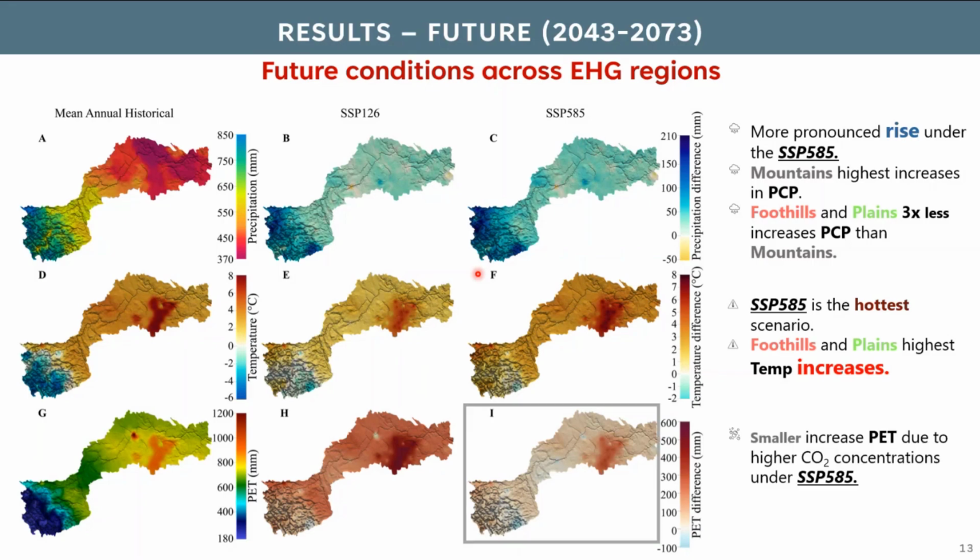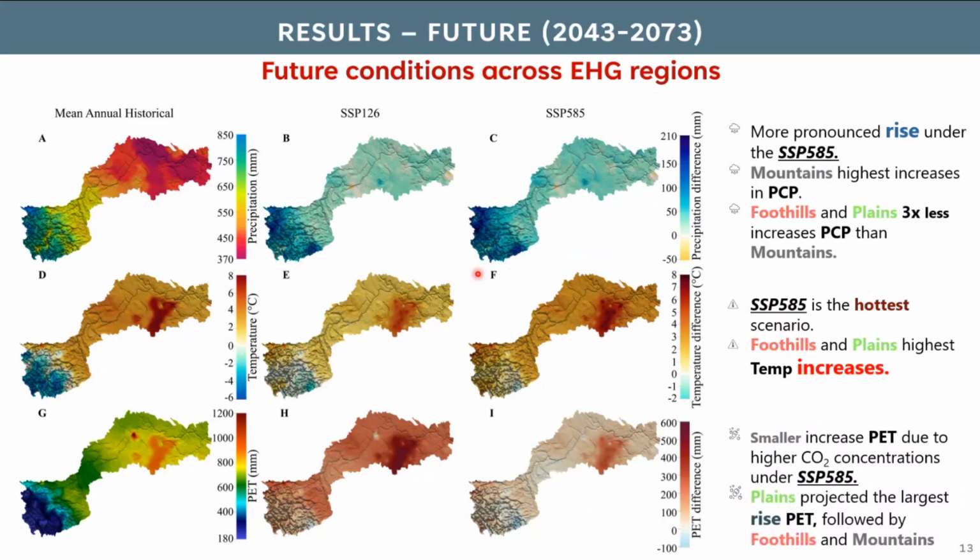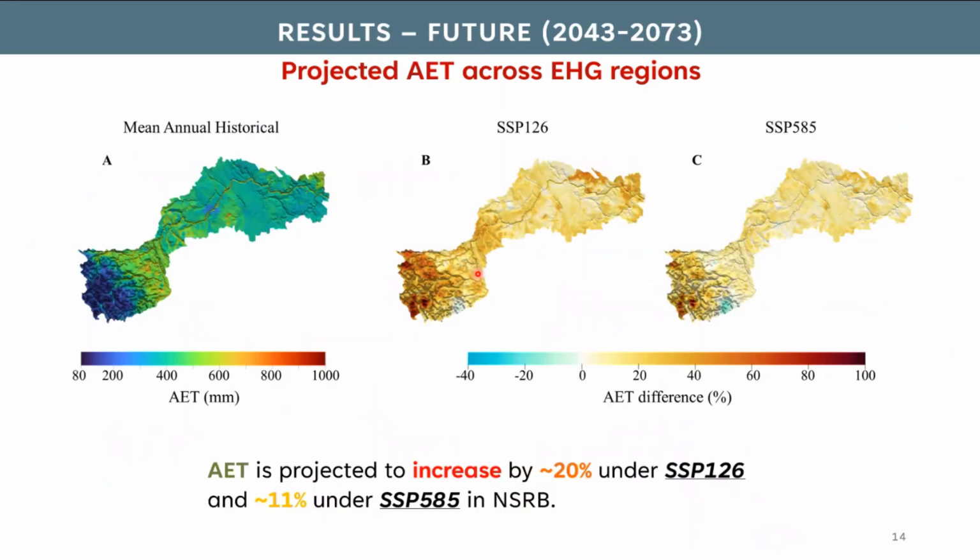However, the smaller increase is projected under SSP 585, and this is attributed to a higher CO2 concentration in the atmosphere, which also produces a reduction of the water consumption by the plants due to stomatal closure. Moreover, in the plains the largest rise of the potential evapotranspiration is projected, followed by the foothills and mountains. These future conditions produce an increase of the total annual actual evapotranspiration in the North Saskatchewan River Basin.